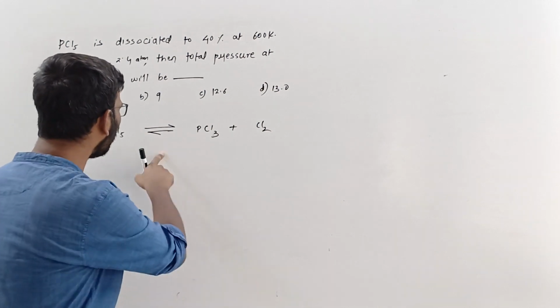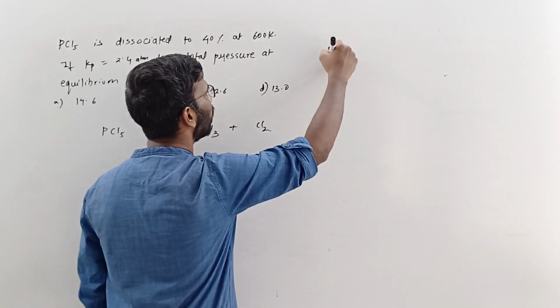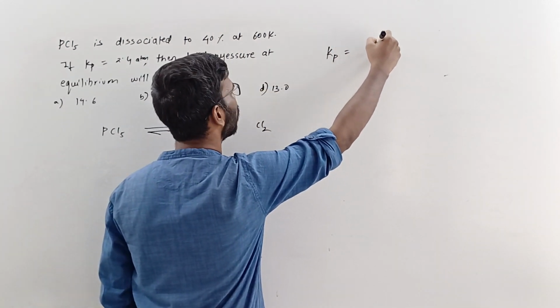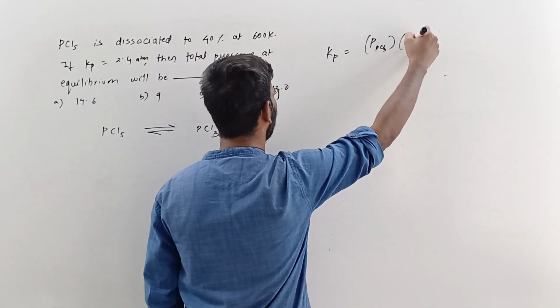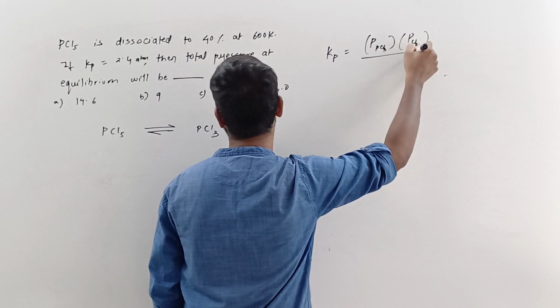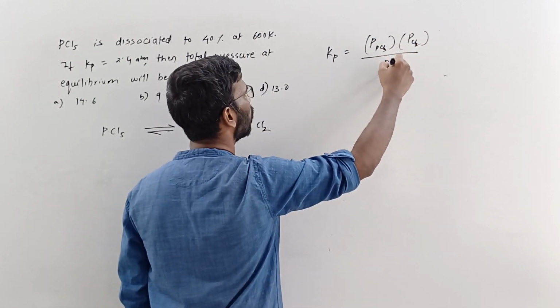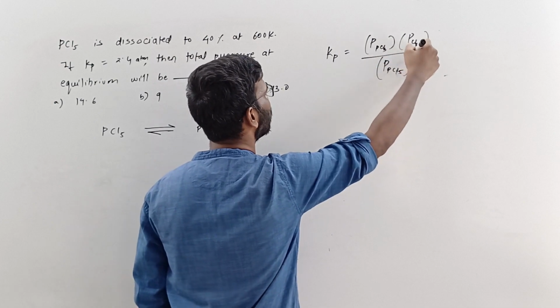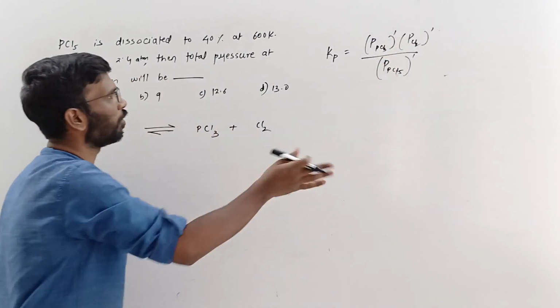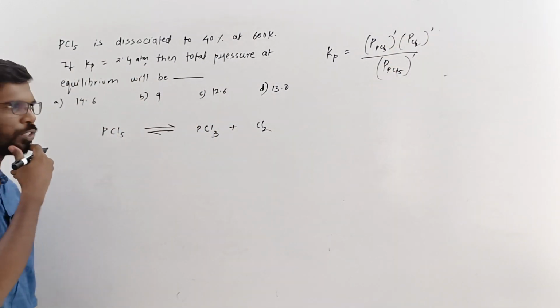Now what is the Kp for this? Kp for this will be the partial pressure of PCl3 multiplied by the partial pressure of Cl2 upon the partial pressure of PCl5, raised to 1, 1 and 1. There are no other stoichiometric coefficients; 1 is the stoichiometric coefficient over there.